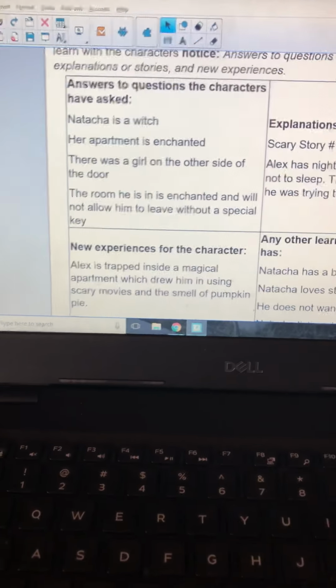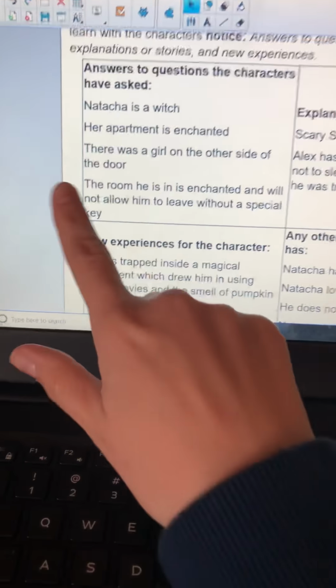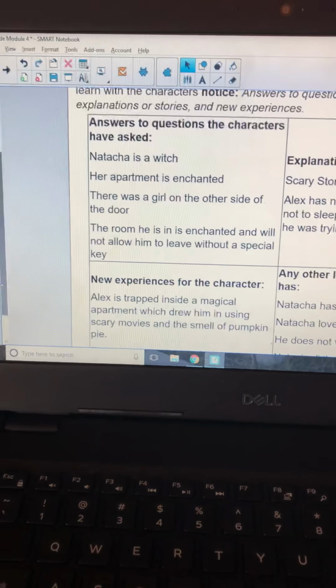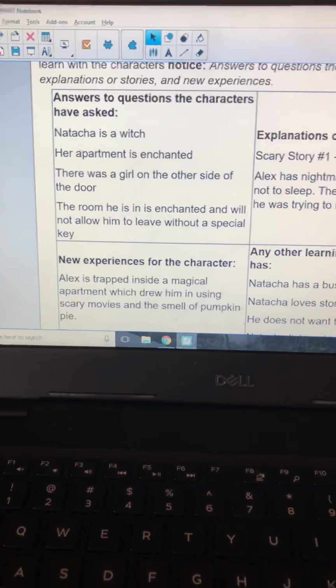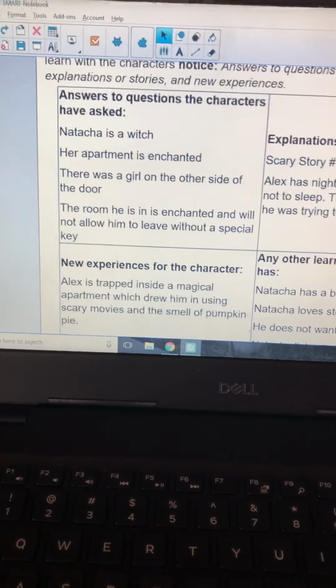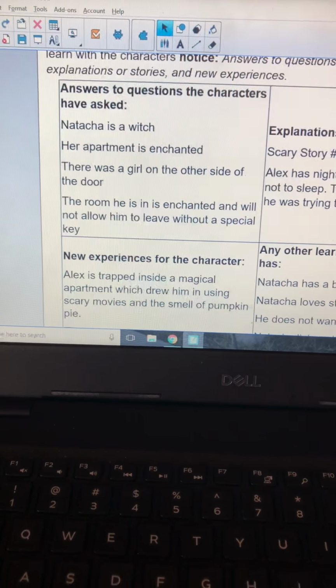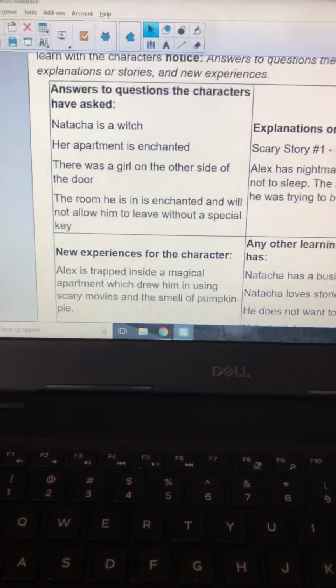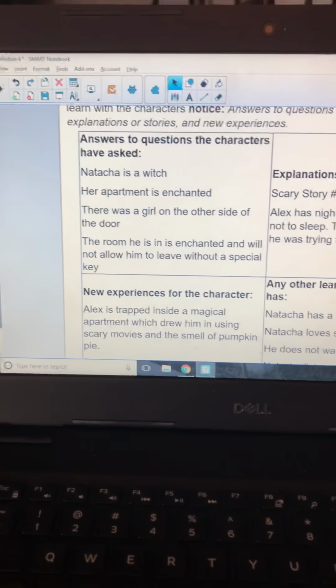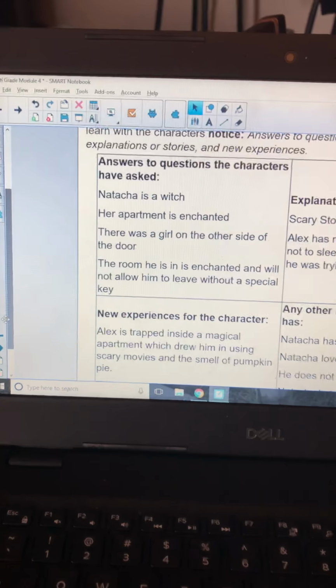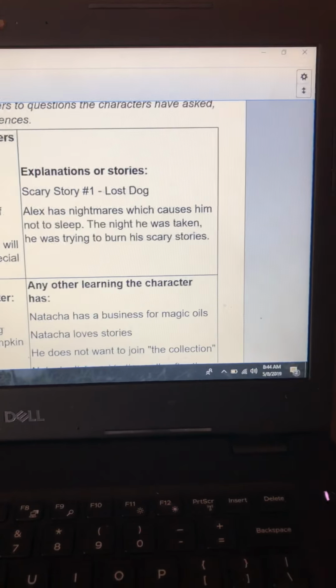So answers to the questions that the characters have asked, like, who is Natasha? Well, Natasha's a witch. We know that the question that's been answered right now is her apartment is enchanted. We know that there's a girl on the other side of the door. We don't know who she is. And we know that the room he is in is enchanted and will not allow him to leave without a special key. Those are the answers that we've had. Everything else really hasn't been answered just yet.